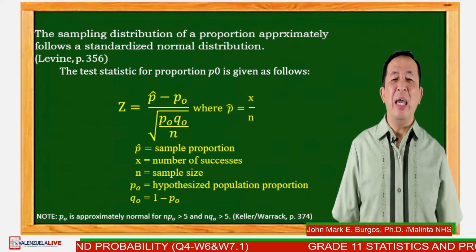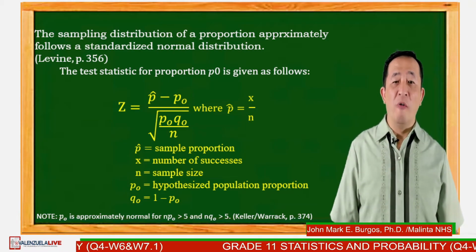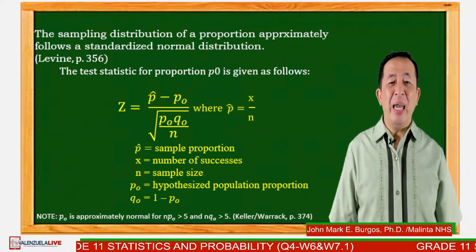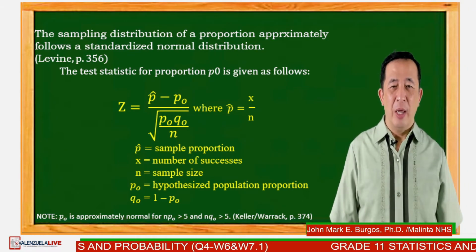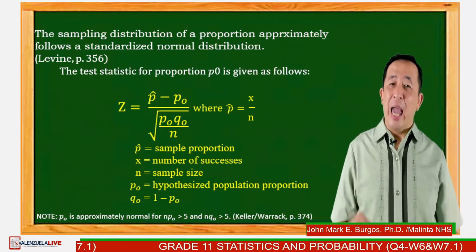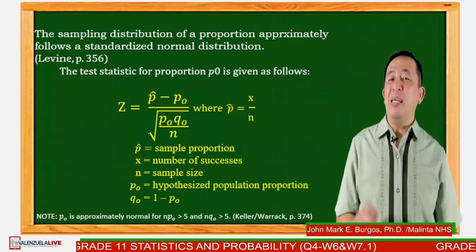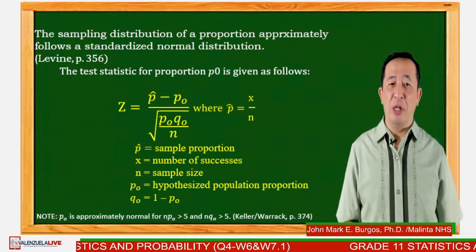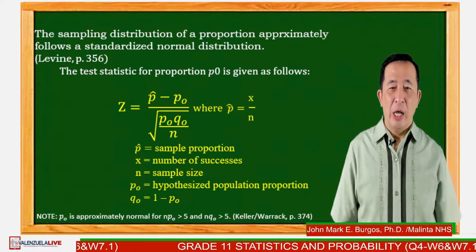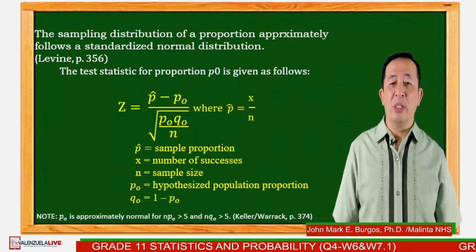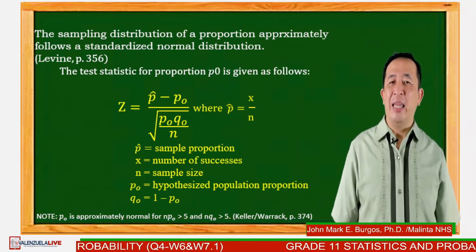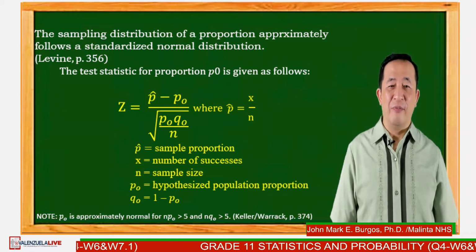Z is equal to P hat minus P sub O over the square root of P sub O times Q sub O divided by N, where P hat is equal to X over N. P hat is the sample proportion, X is the number of successes, N is the sample size, P sub O is the hypothesized population proportion, and Q sub O is 1 minus P sub O. Now take note that P hat is approximately normal for N times P sub O greater than 5, and N times Q sub O greater than 5.